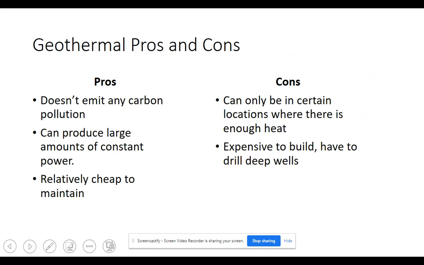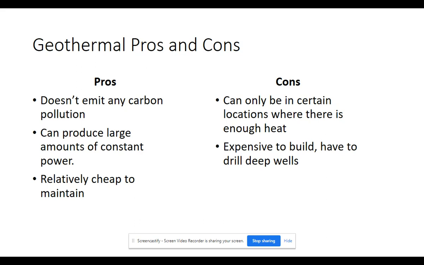So some geothermal pros and cons, right? It doesn't emit any carbon pollution. So again, just like nuclear, it isn't polluting the environment, so that's great. Also, just like nuclear, it can produce large amounts of constant power, right? We have a need for power that is being created whether it's windy or not windy, sunny or not sunny, nighttime or daytime. We need ways to create constant power, and geothermal plants would do that. It can produce a lot of power, and it can do that all the time.